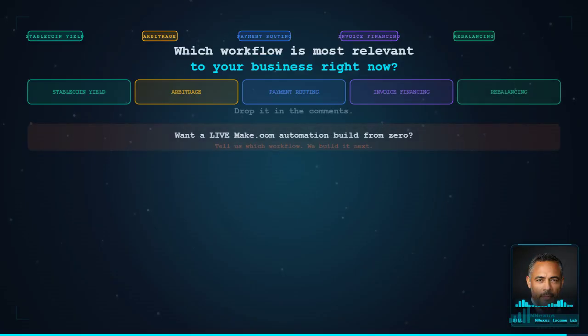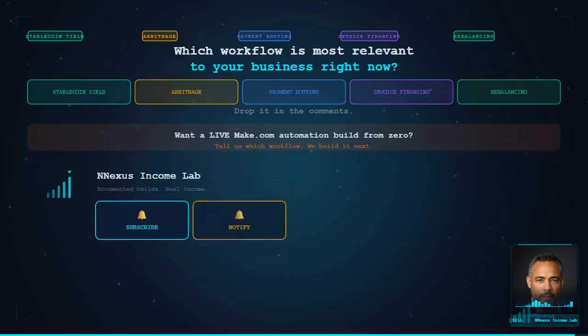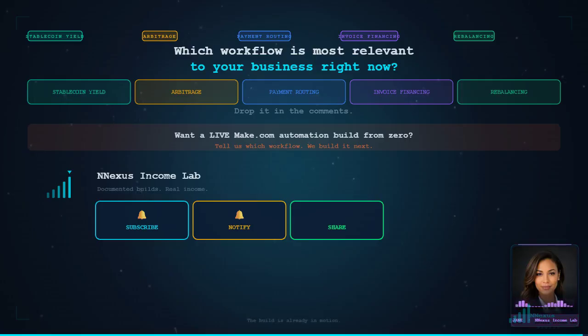Your starting point this week. Do not implement all 5 at once. The payment routing workflow has the highest immediate ROI. It requires no capital and generates savings immediately. This week, audit your current payment processing fees. Connect to Make.com. Add one alternative payment processor. Build the routing logic. Workflow 3 live in under 4 hours.